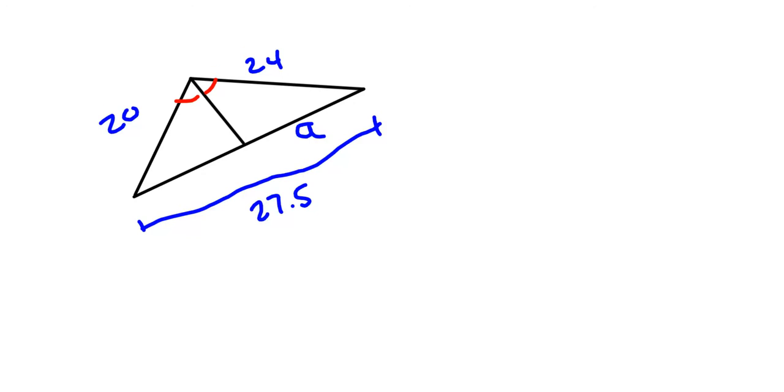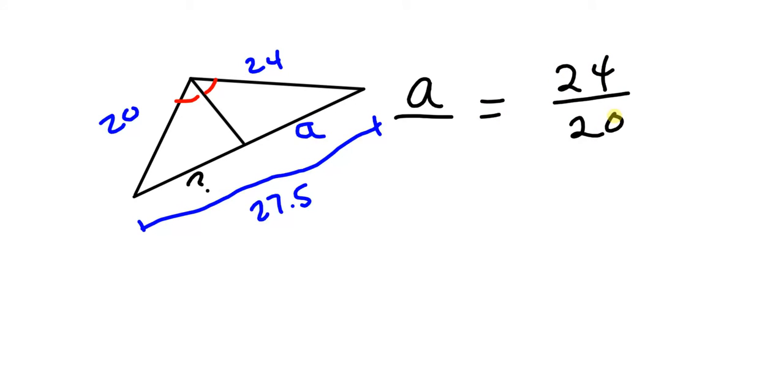So this one's a little trickier. I want to say a over whatever this length is right here equals 24 over 20. So if I know the entire base of that big triangle is 27.5 and that right portion there is a, then that question mark portion there that we're looking at would be 27.5 minus a.